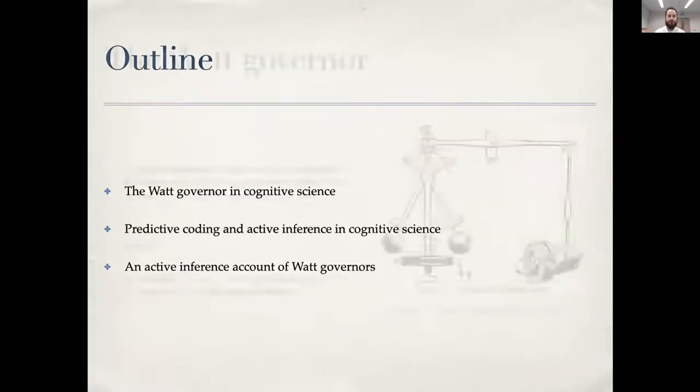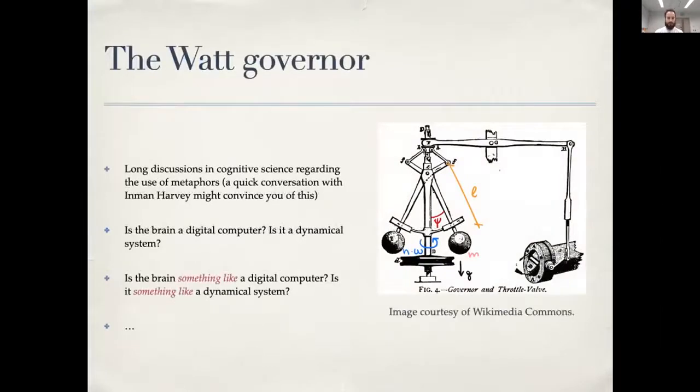The watt governor has been used in cognitive science for at least the last 20 to 30 years as a possible metaphor, as a possible example of systems that we might want to study and that are in some ways similar to biological systems, to cognitive systems. The discussion is very long. You're going to be able to find a bazillion papers supporting or being against this view. You're going to find some references in the manuscript as well.